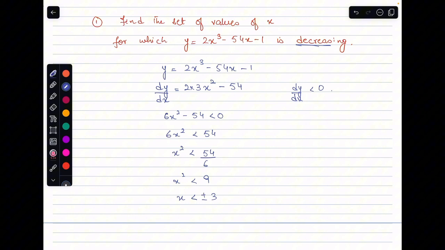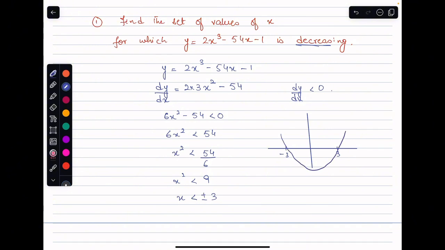So here the gradient equation came out to be 6x squared minus 54. This being quadratic and there being no term in x, if I just sketch the curve, I'm sketching it for the sake of understanding. It has 2 points, one at negative 3 and the other at positive 3, and this is the quadratic curve that I shall be having here. I've sketched this curve because I know that the coefficient of x squared is positive, therefore it should be the curve with the minimum turning point.